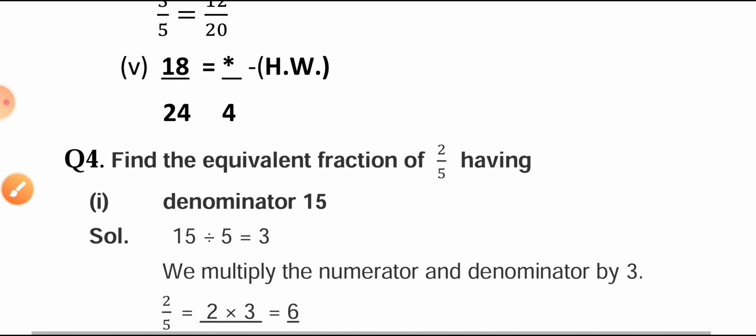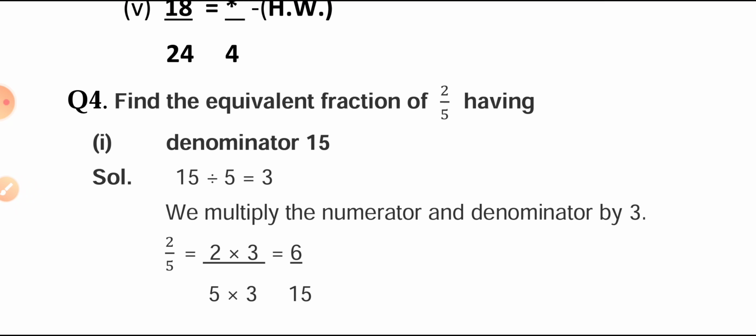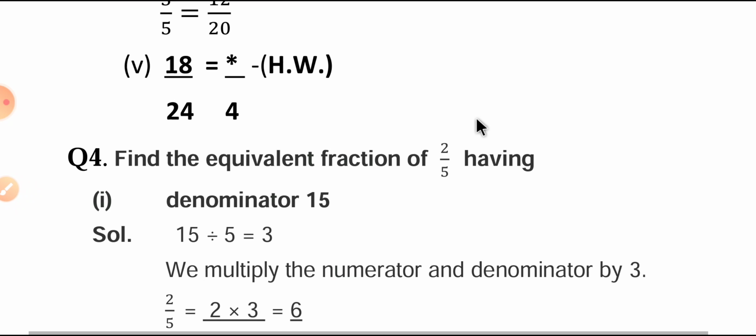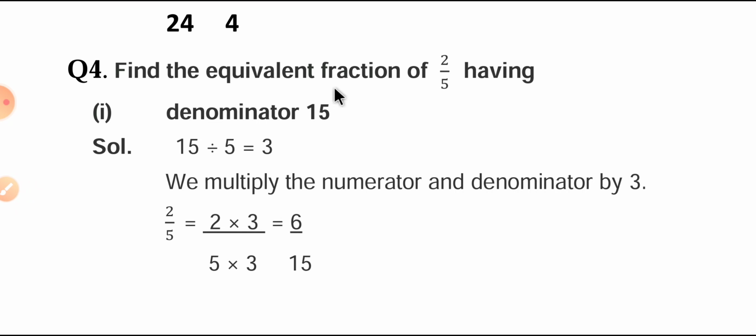Same here, you have to find the value of the star. Then see question number 4. Find the equivalent fraction of 2 by 5. In this also we have to find the value. So equivalent fraction means 2 by 5 is given and we have to find a fraction which is equal to 2 by 5 only. And here the denominator is given. It means we have to find the value of the numerator.